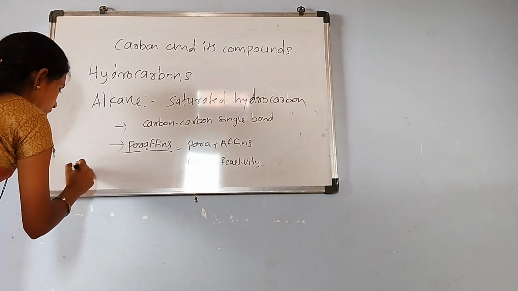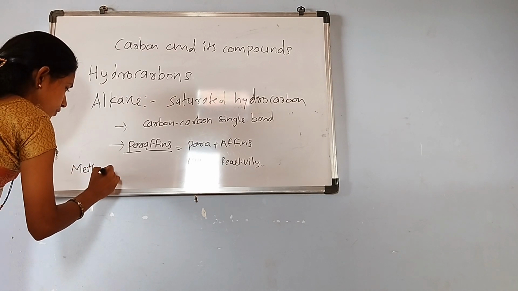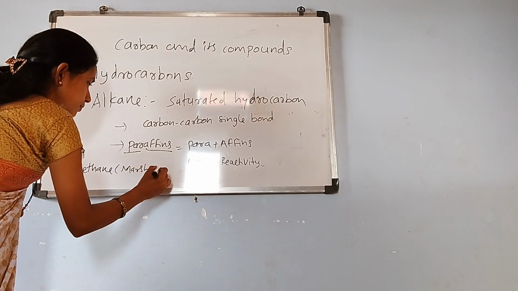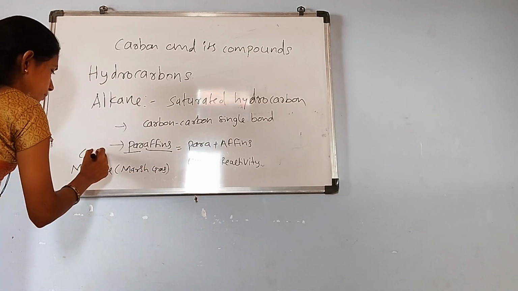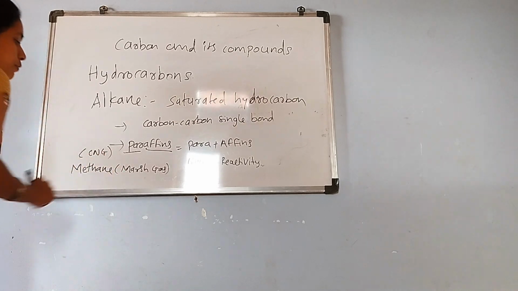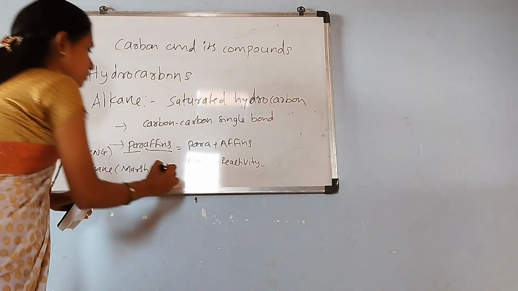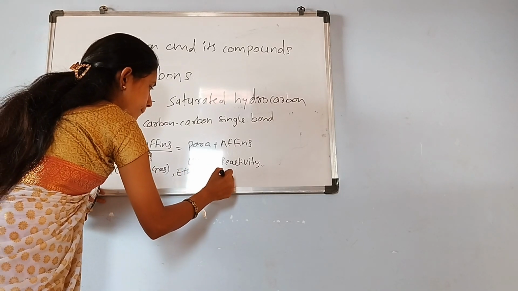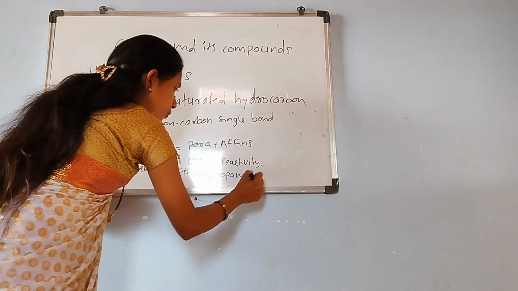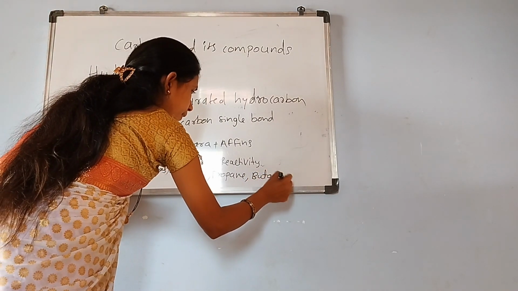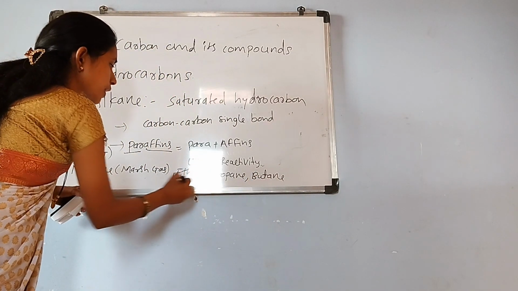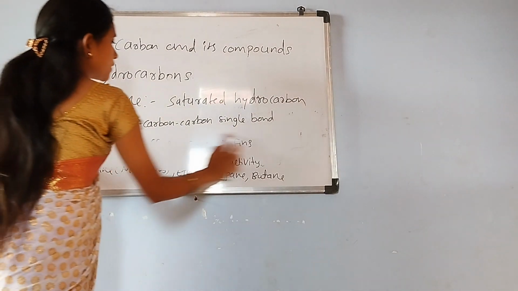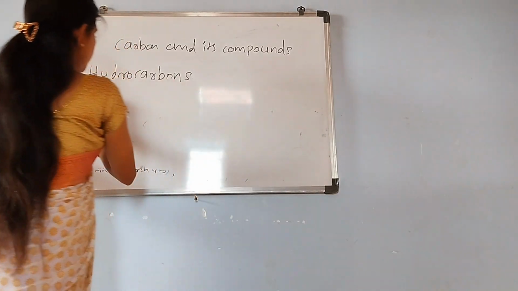Which are the alkanes? Methane. As we know, methane, we just call it marsh gas. It is present in CNG. This type of question they can ask in a competitive exam. Methane, ethane, propane, butane, pentane, etc. So if ane is the suffix, we can recognize that this is the alkane series.